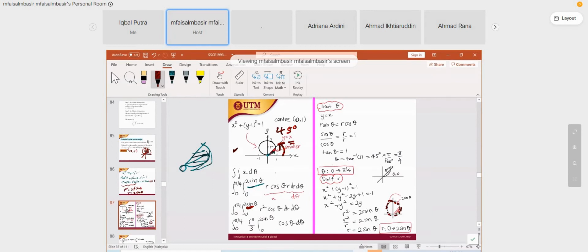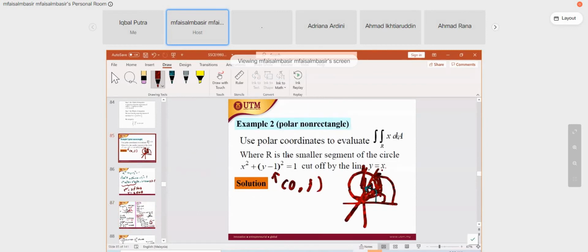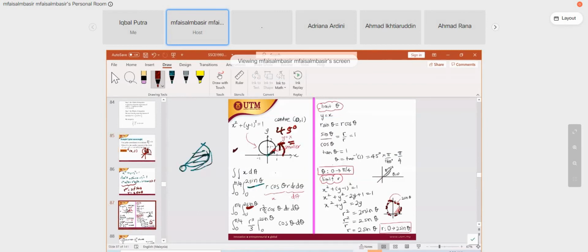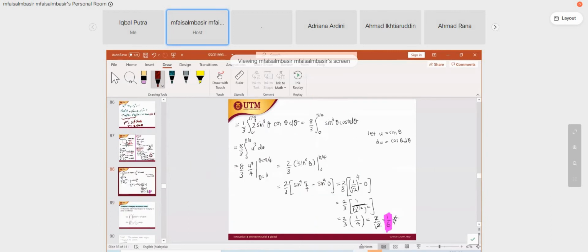Okay. So your radius will be 0 to 2 sin theta, and your angle should be 0 to pi over 4. And then the question is x dA, x is r cos theta. And then you have to use your knowledge to integrate this. Whatever you have learned in grade 1, use here and integrate.